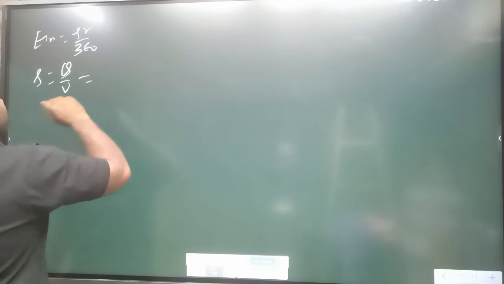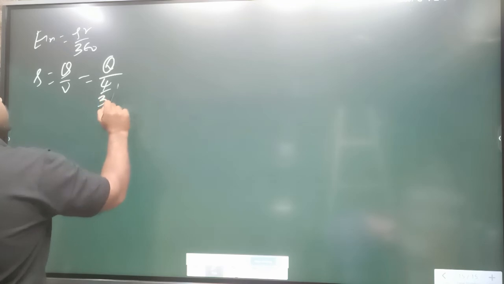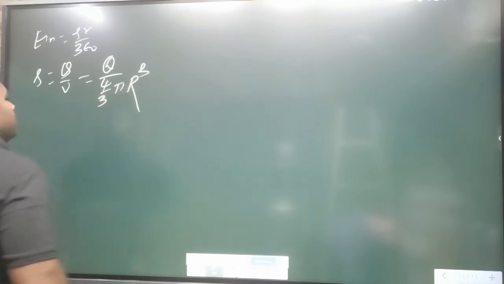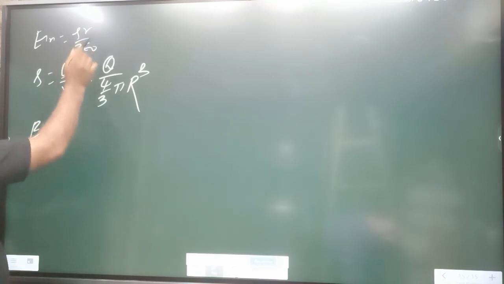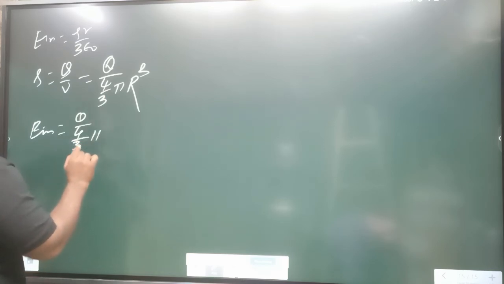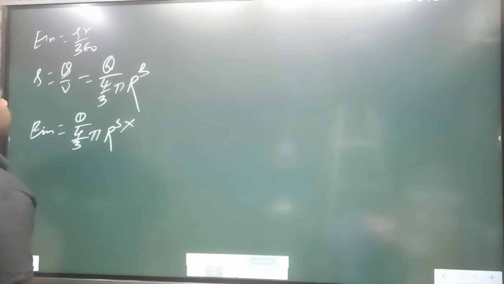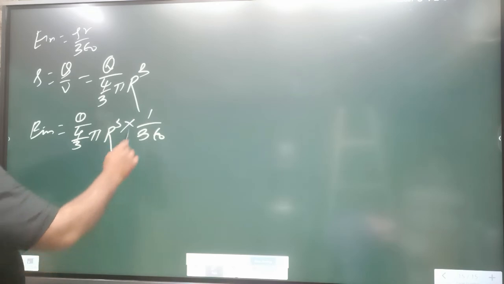Rho is charge density. Okay. What is the rho value? Rho is equal to Q upon V. Q is a total charge. Total charge capital Q upon volume 4 by 3 pi r to the power 3. R to the power 3. Okay. Means E in is equal to rho r by 3 epsilon naught, that is Q by 4 by 3 pi r to the power 3 into r by 3 epsilon naught.